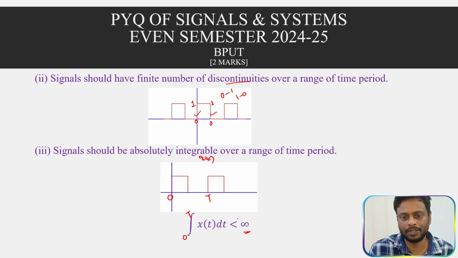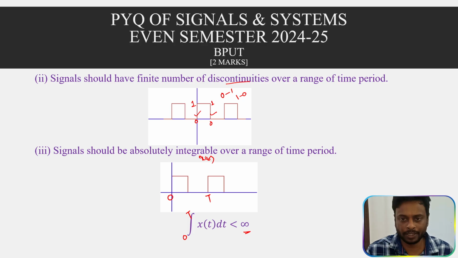So it should be a finite number, and that should be a finite number. So it is 1, 2, or that depends upon the amplitude. So this signal should be absolutely integrable over a range of time period. This is the third condition of the Dirichlet condition for the existence of Fourier series.